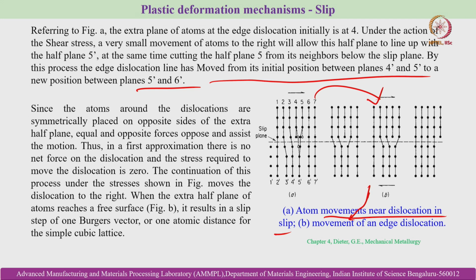So, this is how an edge dislocation moves, which is explained with this schematic just beside this. Since the atoms around the dislocation are symmetrically placed on opposite sides of the extra half plane, equal and opposite forces oppose and assist the motion. Thus, in a first approximation, there is no net force on the dislocation, and the stress required to move the dislocation is 0. The continuation of this process under the stresses shown in the figure moves the dislocation to the right until the extra half plane of atoms reaches a free surface. It results in a slip step of one Burgers vector, or one atomic distance for the simple cubic lattice.